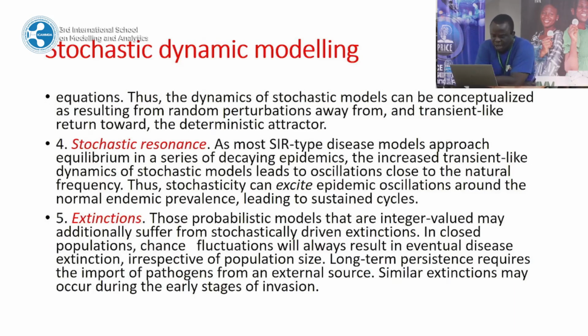Now, stochastic resonance: most SIR-type disease models approach equilibrium in a series of decaying epidemics. Like I said, the oscillation is damping. Now the increased transient-like dynamics of the stochastic model lead to oscillation close to the natural frequency. Thus, stochasticity can excite oscillations around the normal endemic prevalence, leading to sustained cycles. Like you are having a continuum that you cannot predetermine, just like what I was showing there.